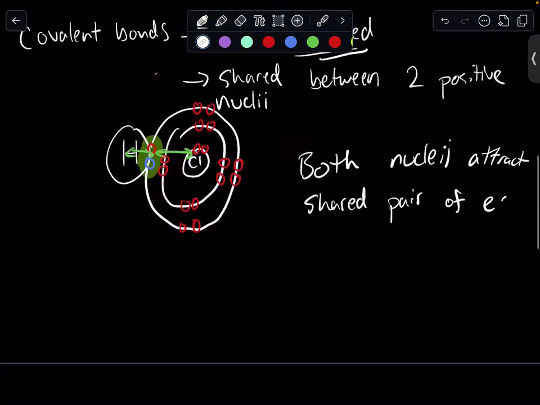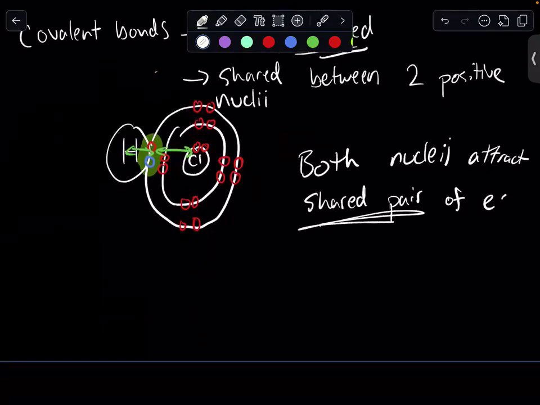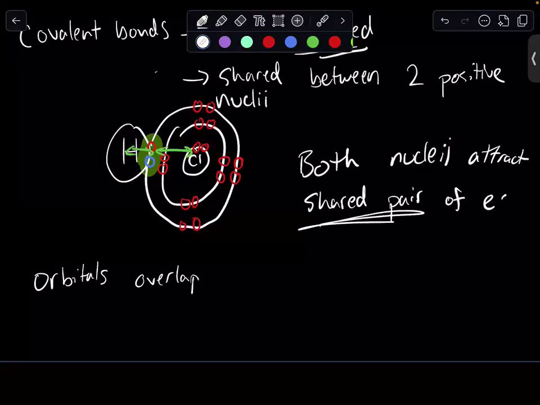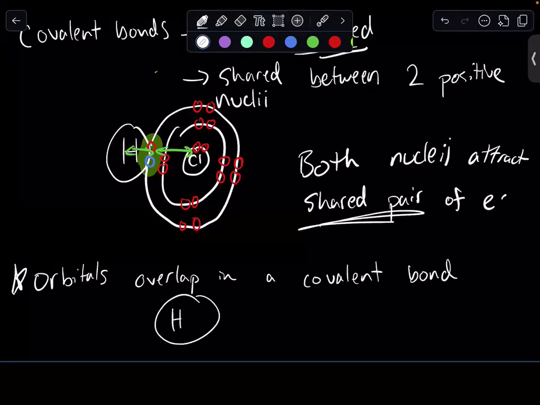Now, something to go over is that orbitals overlap in a covalent bond. We're going to explain that in much greater detail in a later section, especially if you're in HL, where we're going to go over that overlap very specifically. But it's important to note. So if we look at a hydrogen nucleus and another hydrogen nucleus, they actually overlap with those electrons being shared in the middle.